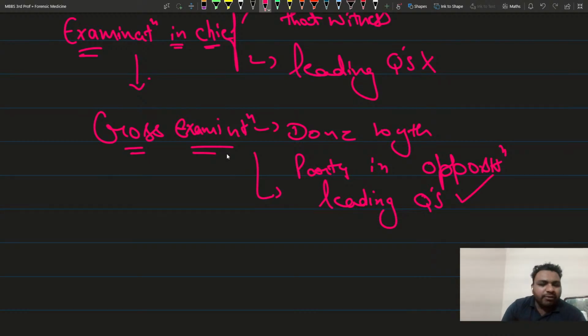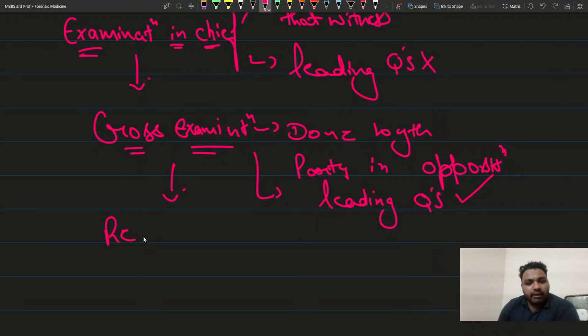Then in cross-examination, what happens? The lawyers of the opposition party cross-examine on whatever facts were told by the witness. The basic aim is to give this entire case a new look, or to make that person doubt his own statements, whatever evidence he gave. They try to weaken the case. Okay, so this is the cross.